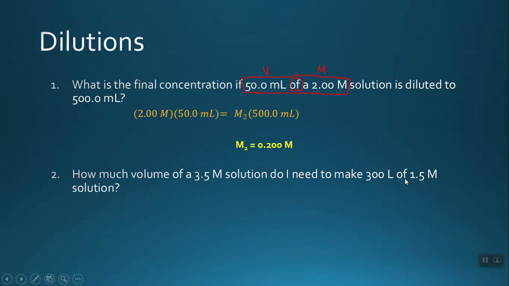300 liters of 1.5 M, right? So there's your molarity and volume that will pair up together. Our first molarity is actually 3.5, and we're trying to figure out volume 1. It says that you're going to dilute that concentration so that you make 300 liters of 1.5 M solution. So we want to know how much we actually need of our original solution. Again, you multiply and you divide, and volume is 126 liters.